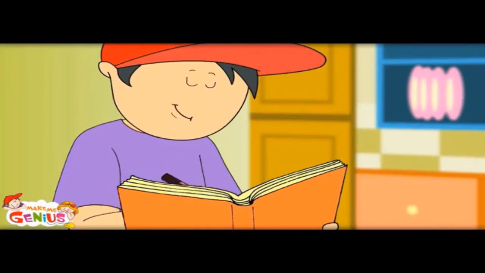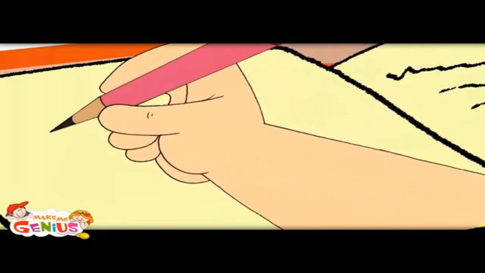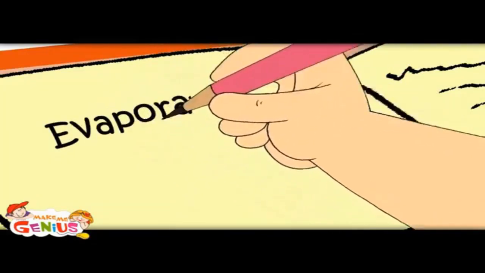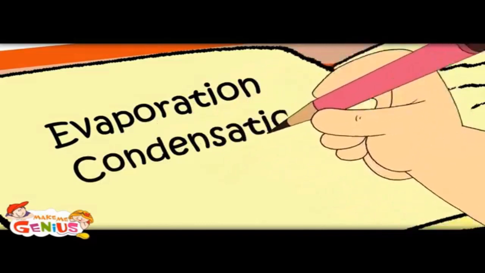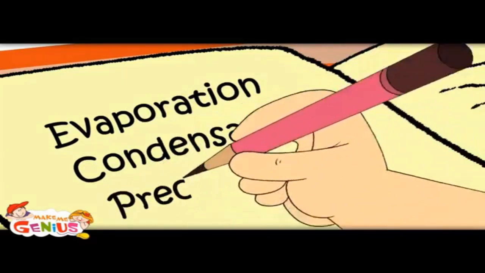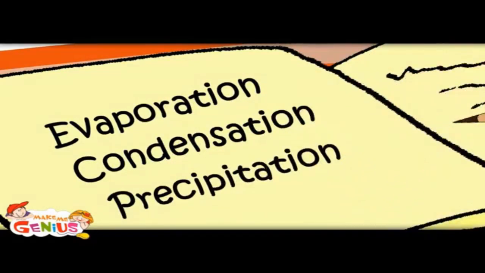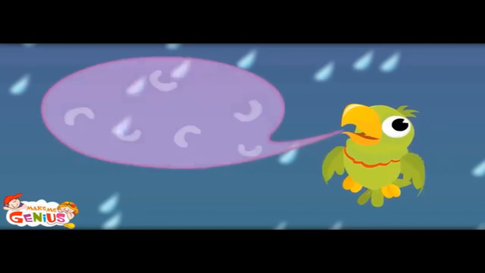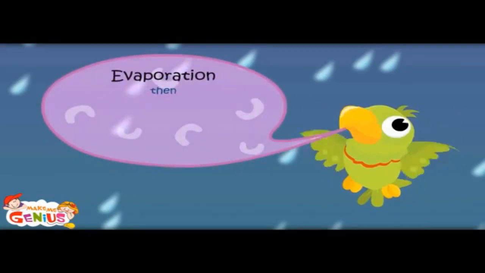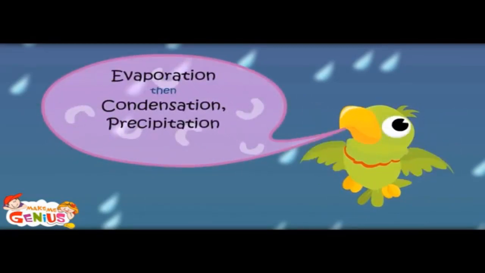Wow! Let me note down how rain happens. First, evaporation happens, then water molecules come close and condensation happens. Then drops become bigger and heavier and precipitation happens. First, evaporation, then condensation and precipitation. Then rain happens.